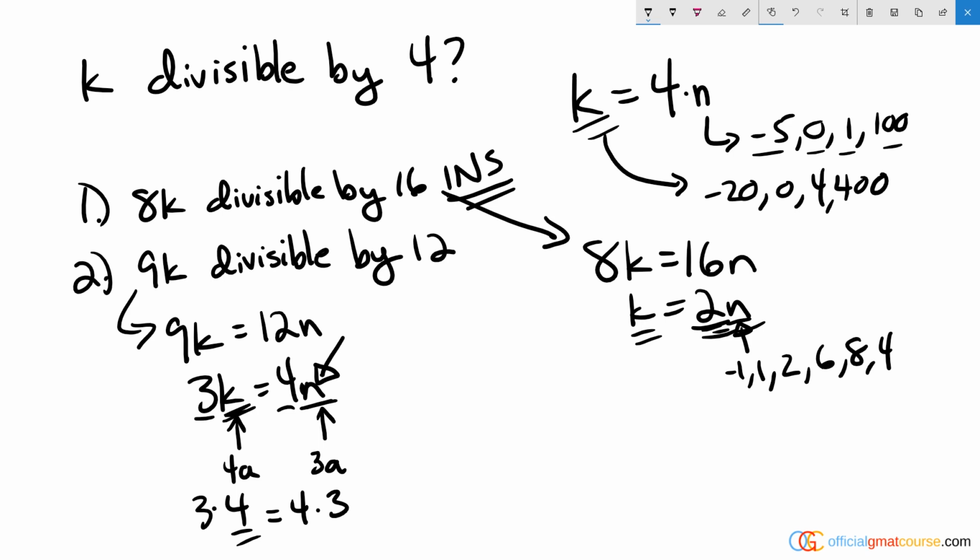And we know k has to be a whole number because they told us it's an integer in the question stem. Using this information, we know that it has to be a multiple of 4, and that means that this is sufficient. So our answer here is answer choice B.